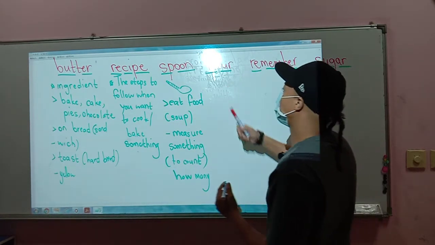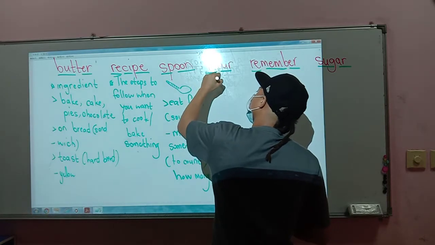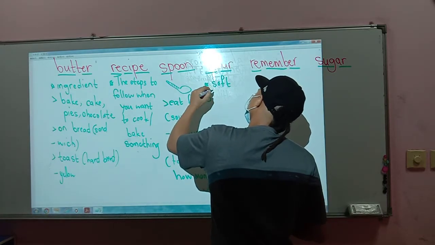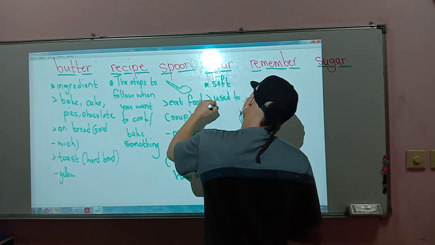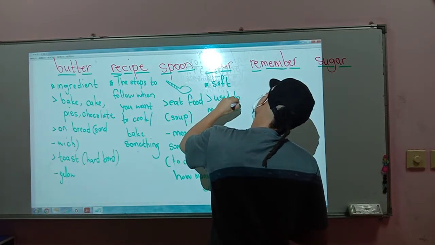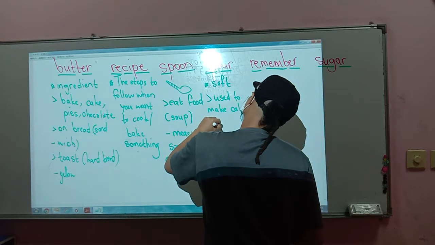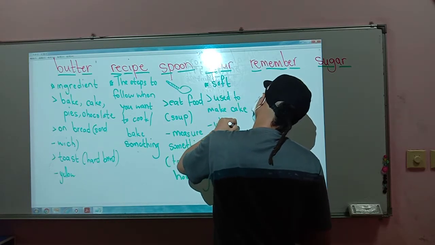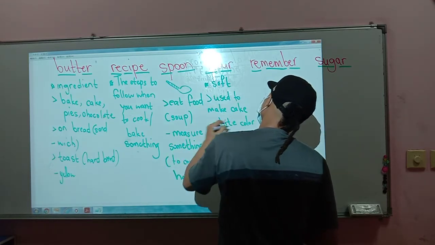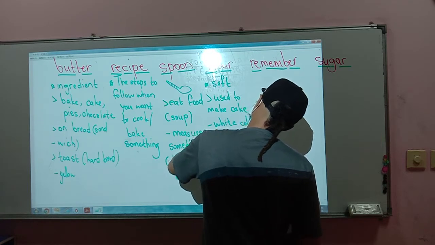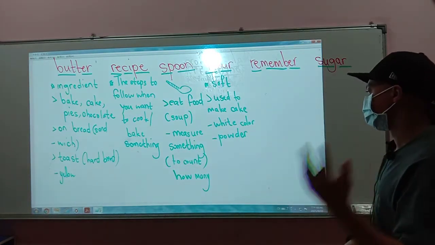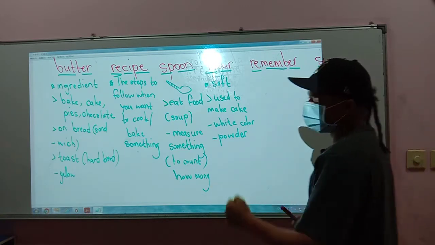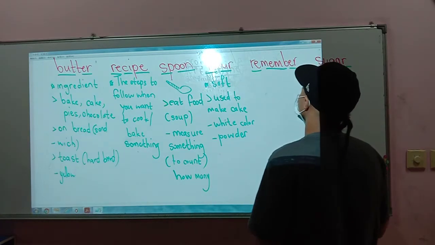All right, flour. Okay, so this is very, very soft. We use it to make cake. It normally comes in a white color, and it's also in the form of a powder. Okay, so you can add it to your food and then you mix the flour.